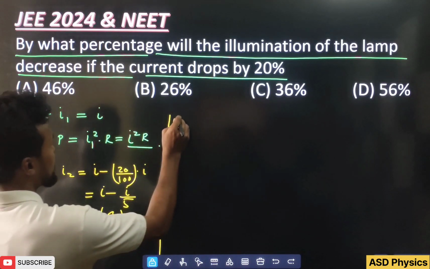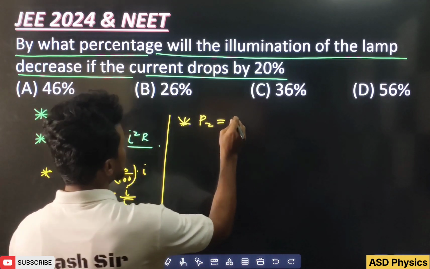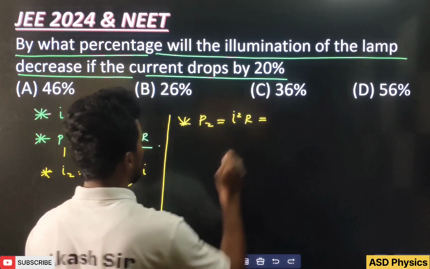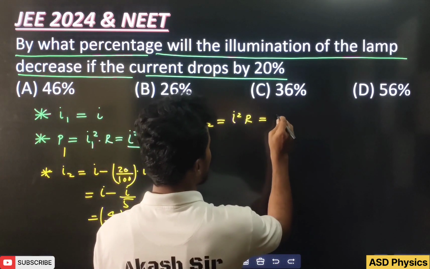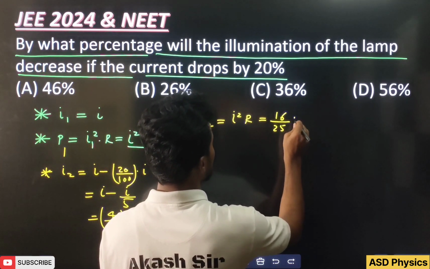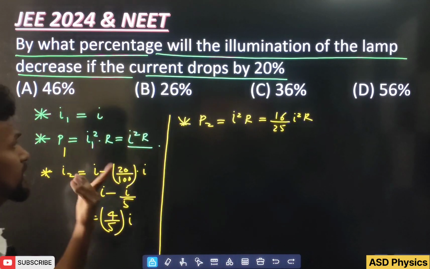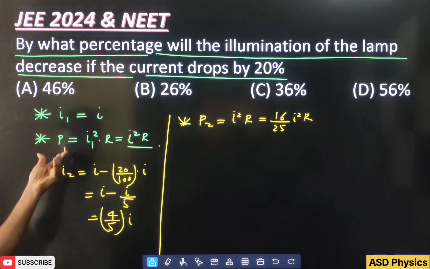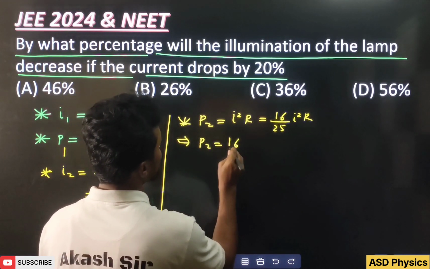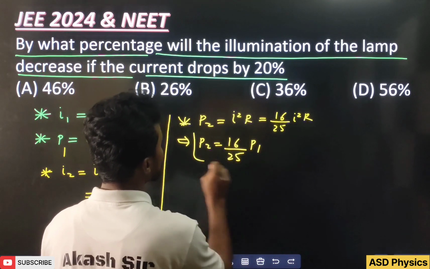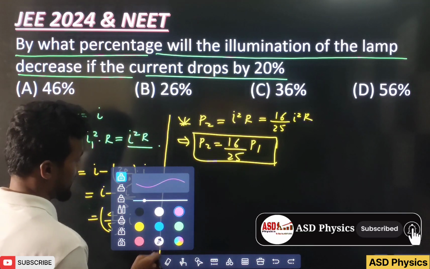Okay. Now, if we talk about the power, this is power P1. For the new power, let's take P2. P2 is given by I2 square R. So I2 you can write as 4 by 5 I, which gives 16 by 25 I square R. 4 square means 16, 5 square means 25. And what is I square R? It is P1. That means I can write P2 equals 16 by 25 P1.